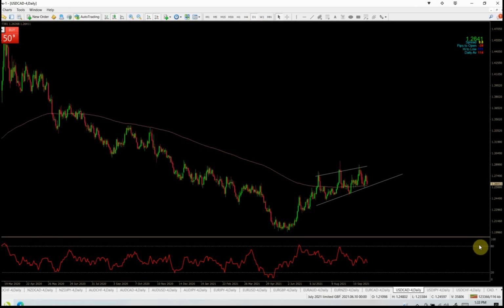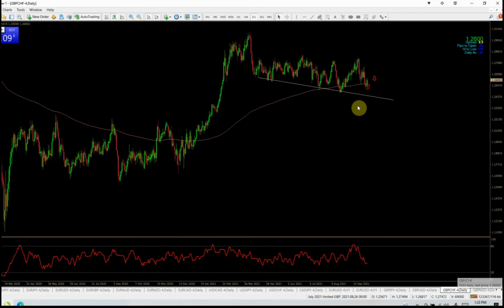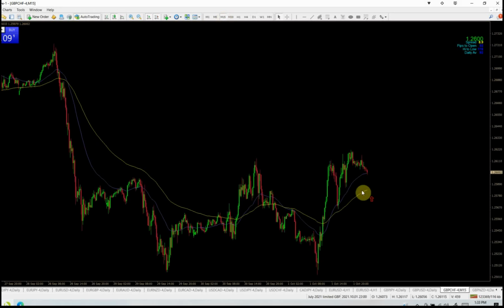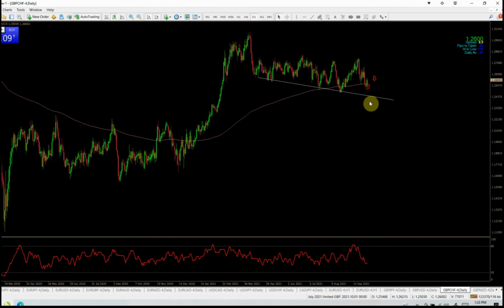Let's see. Pound Swiss is another one. Here's the daily. We haven't gotten there yet. Okay, so again, we had this bounce up, down. Now again, I have two arrows here. This one's on the shorter time frame, I think off the 15-minute. I'm looking maybe to have this bounce up, or will this come down and make another touch?